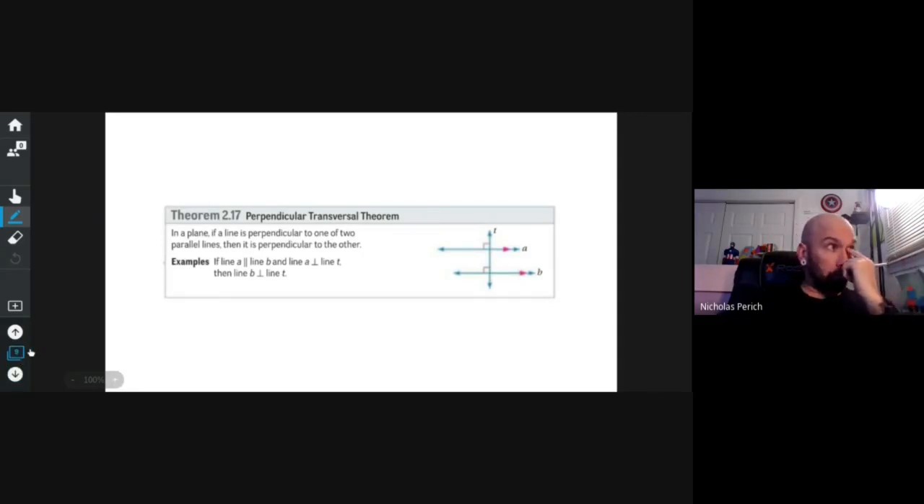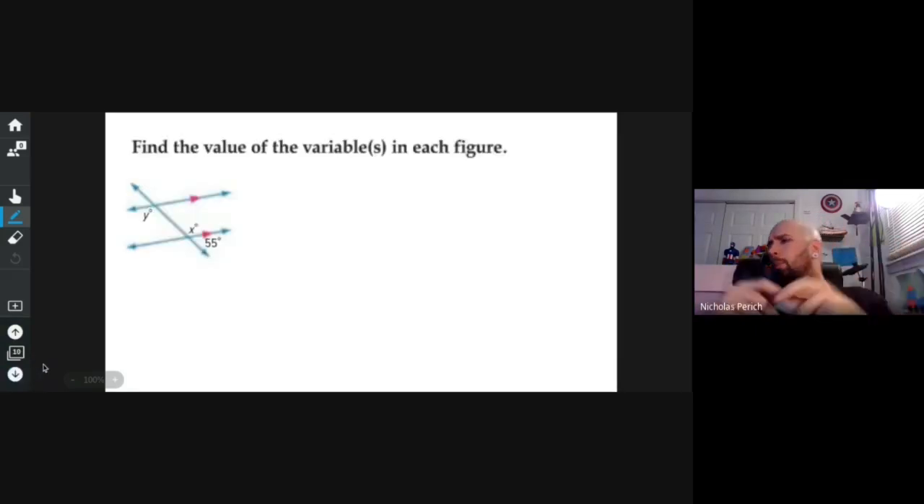Perpendicular transversal theorem. In a plane, if a line is perpendicular to one of two parallel lines, then it's perpendicular to the other line. That's almost common sense. I mean, if these two are parallel and these make perpendicular angles, then that one is also going to make perpendicular angles. A theorem that we probably won't use that much, but you never know, and I guess we'll see.